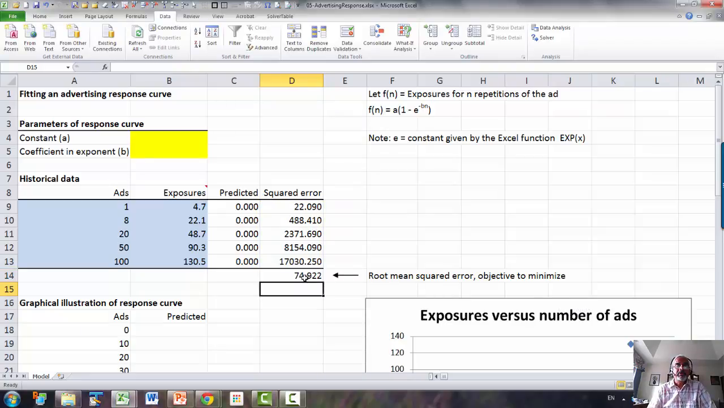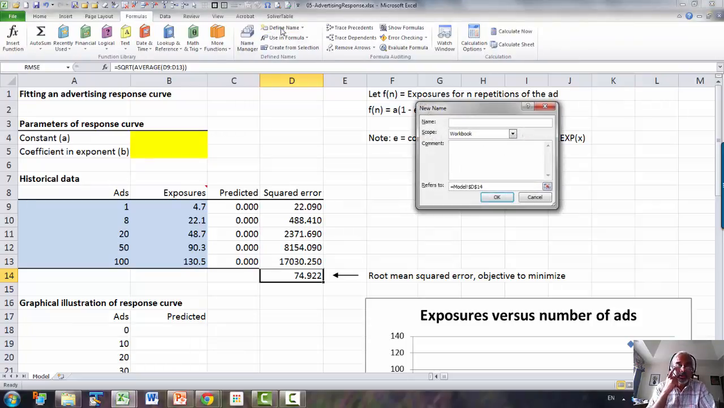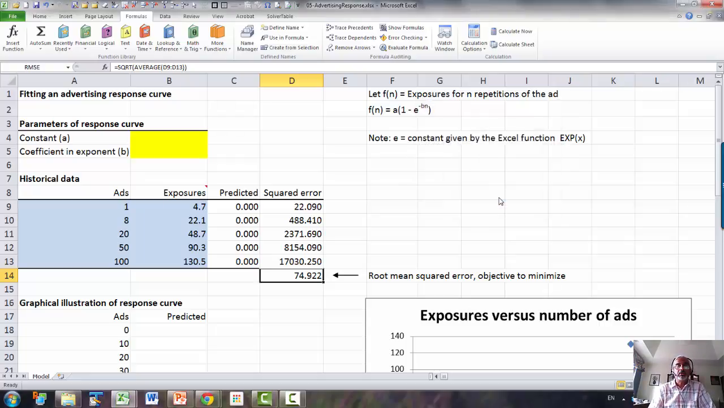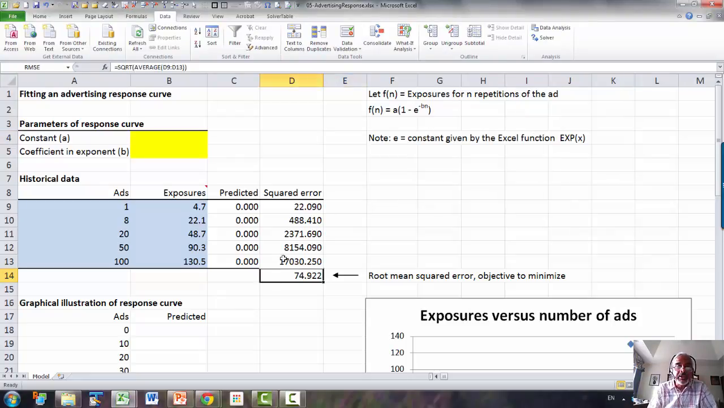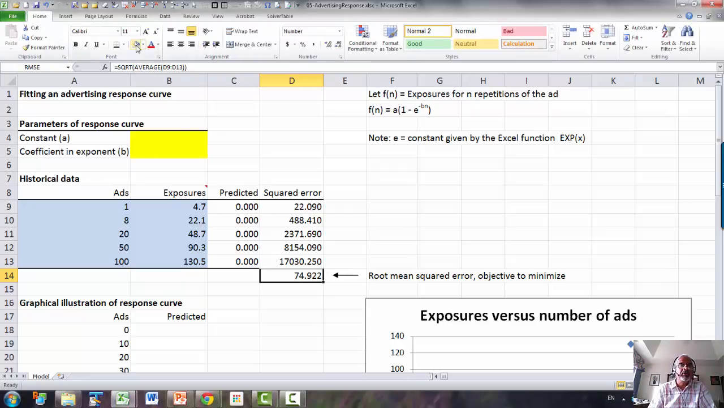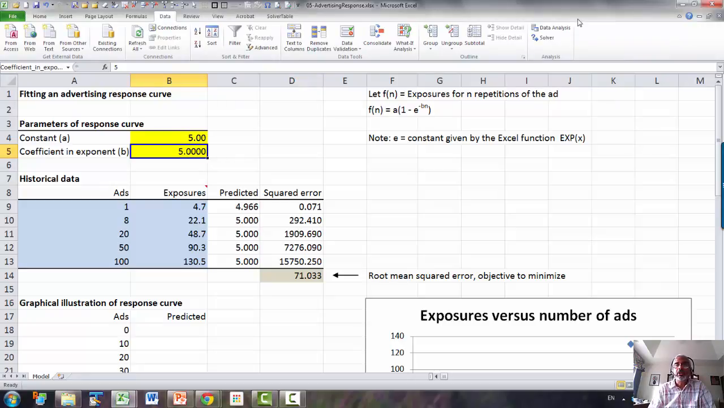So now we'll name this cell RMSE, root mean square error. Our Solver problem is to find A and B such that the root mean square error is minimum. So this is our objective cell. Let's put in some starting values and go to Solver.